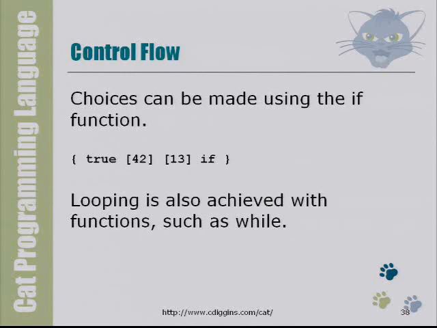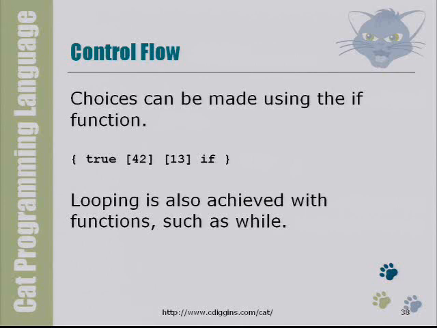So of course there's control flow, but that's done functionally using functions like if, which takes 2 functions and a Boolean value on top of the stack. So if is a ternary function. It requires 3 arguments: 2 functions and a Boolean value.